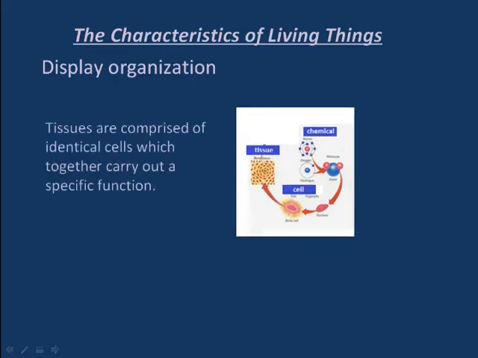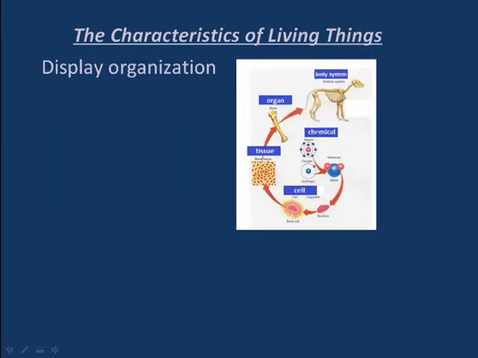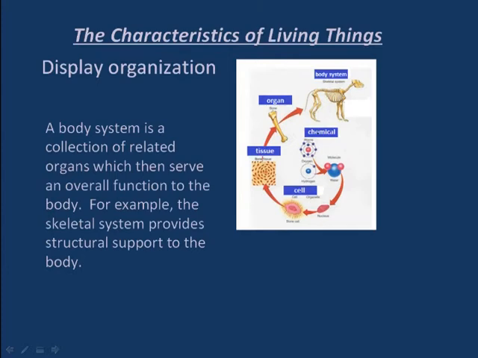Tissues are comprised of identical cells which carry out a specific function. Organs are made up of many tissues. These tissues work together to accomplish a task. A body system is a collection of related organs which then serve an overall function to the body. For example, the skeletal system is made up of many organs, and together they provide the structural support to the body.